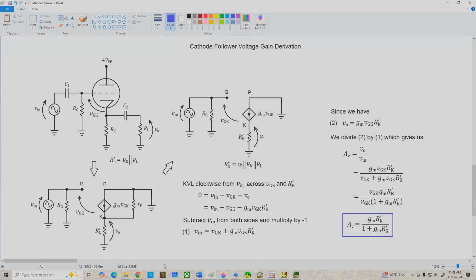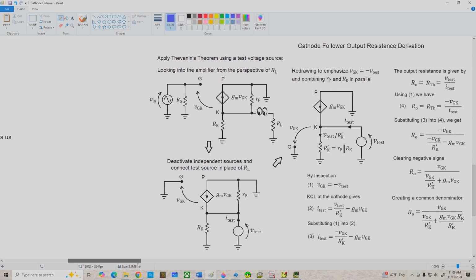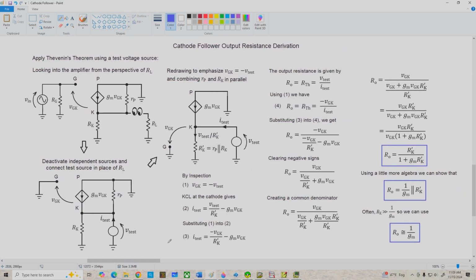Next, I want to derive the output resistance for this circuit, so we'll go on over to the next page, and we'll start with the small signal AC model as shown up here. So basically what we're doing here is looking into the output of the amplifier from the perspective of the load resistance. In this case, I'm going to use Thevenin's theorem to determine the output resistance, and in particular, I'm going to use a test voltage source, and we'll determine the resulting current that flows out of that source to determine the Thevenin resistance, V test over I test, which is also the output resistance of the circuit.